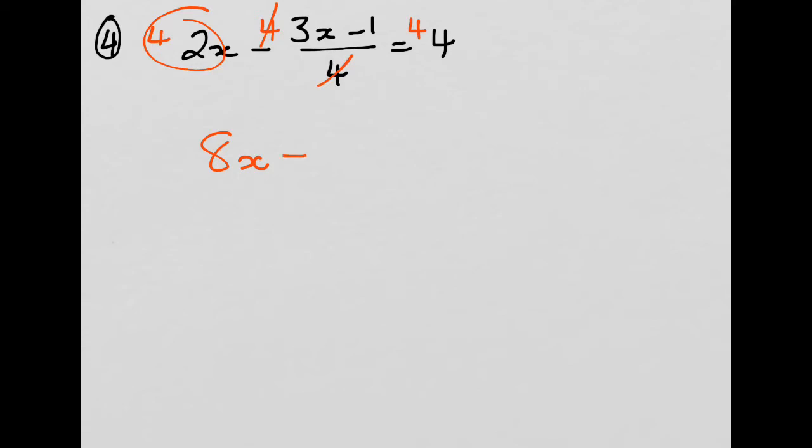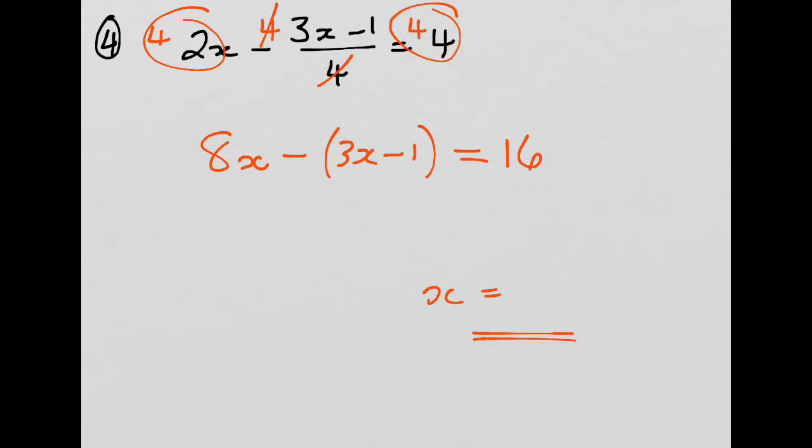So the second part of the equation is minus 3x minus 1. Now notice I'm putting that in brackets because it's minus all of it. Equals, and then the 4 times the 4 here would make 16. Now if you go through the rest of the questions, remove the brackets, tidy up, you will end up with x equals at the end.